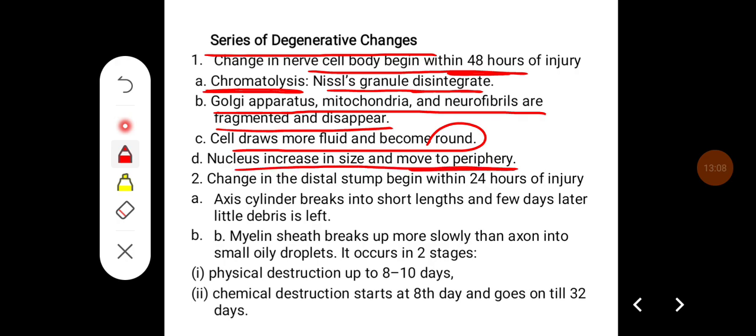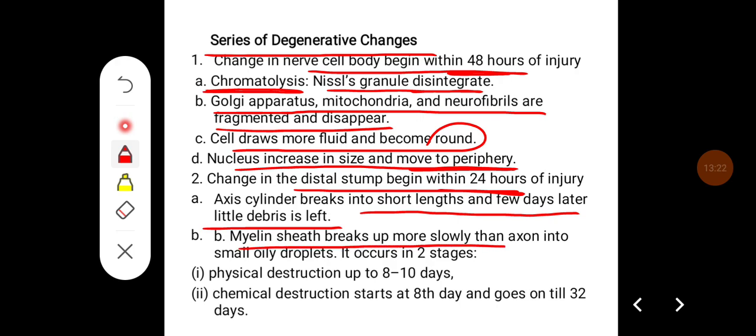The changes in the distal stump begin within 24 hours of injury. The axis cylinder breaks into short segments, and a few days later little debris is left. Then the myelin sheath breaks up more slowly than the axon into small oily droplets. It occurs in two stages.